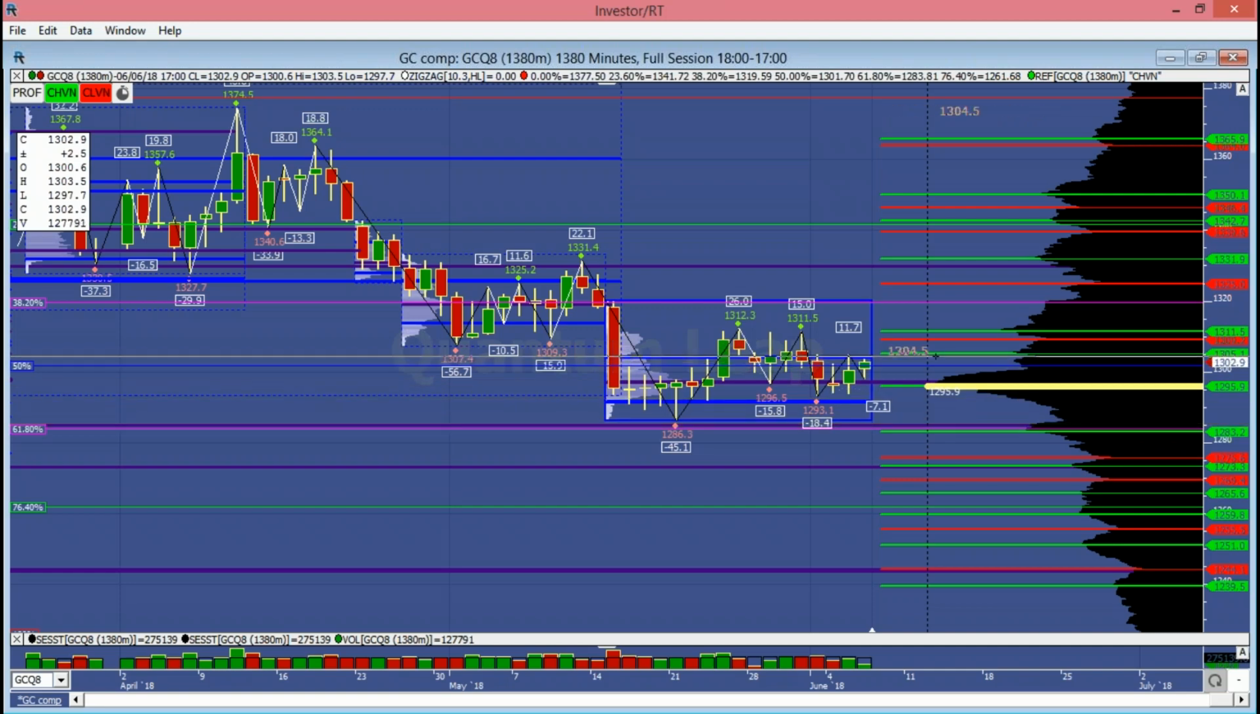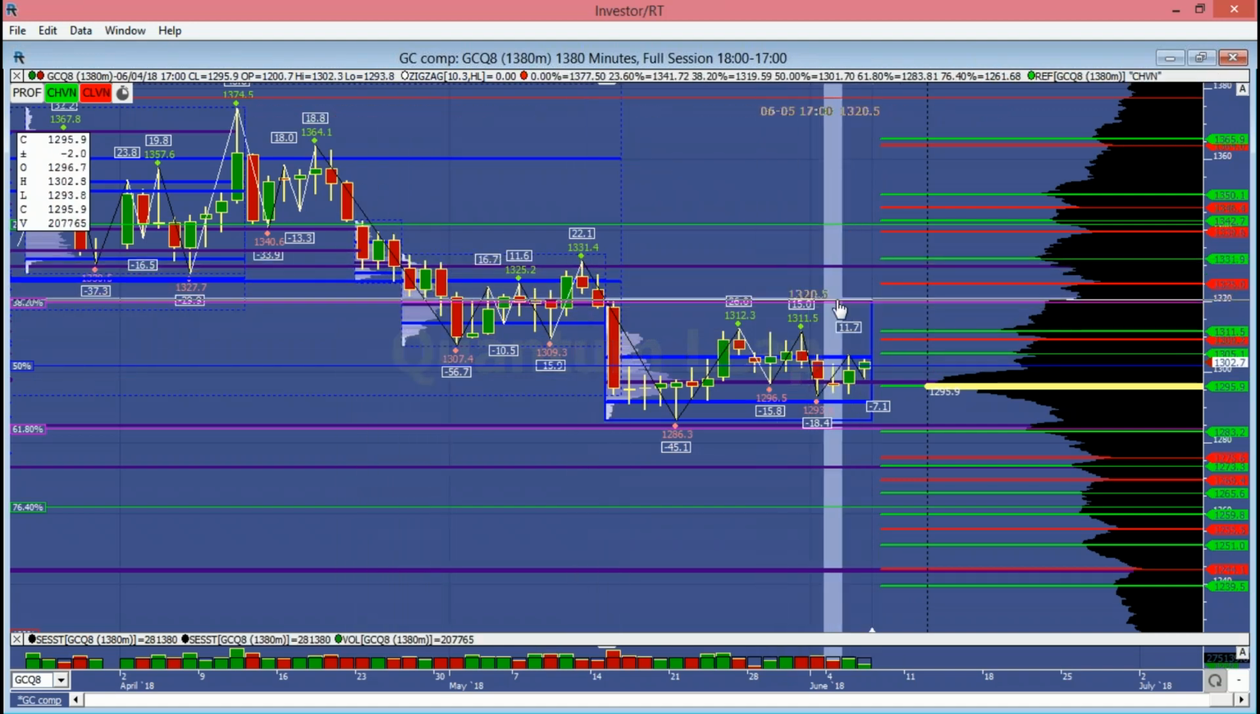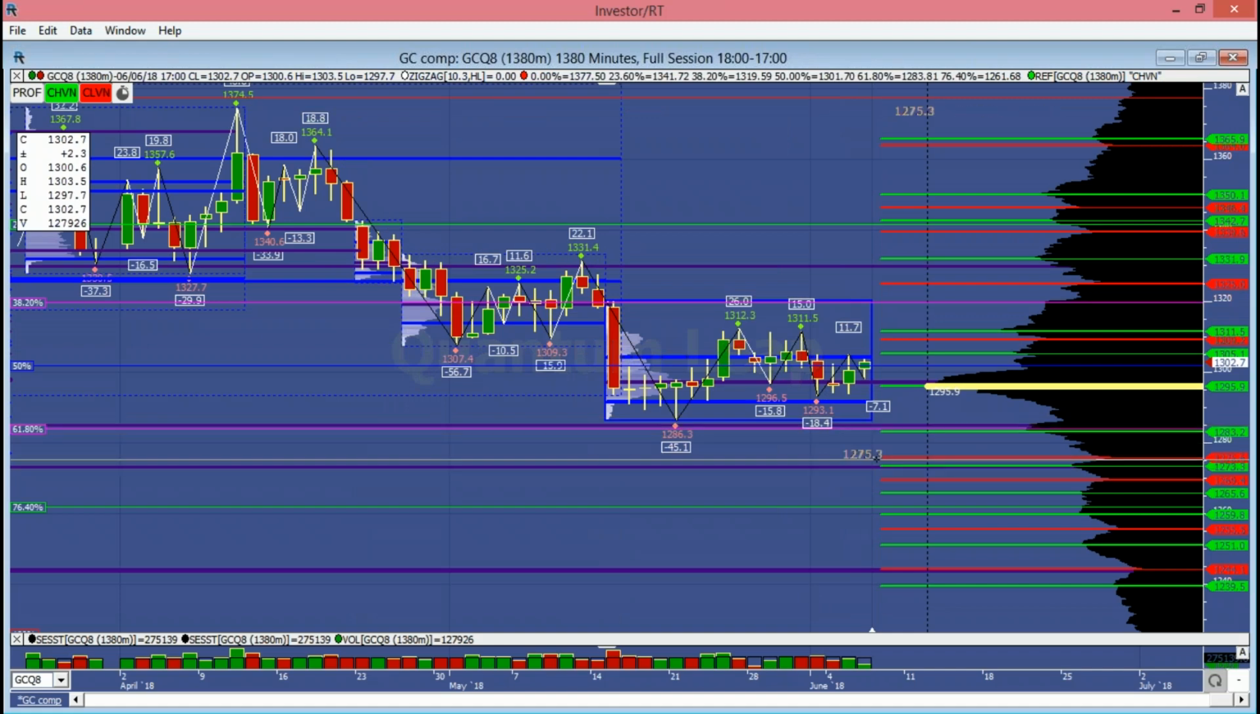If we can hold the 1300 and get above the 1305.10, then I'm looking for a move back up to the other side of this balance up here at 1309 and 1311 area. Anything above there, I'm looking for the move back into this balance zone right here at the 1319, 1320 area. That's what I'm looking at in gold.